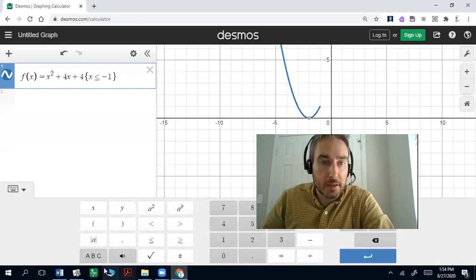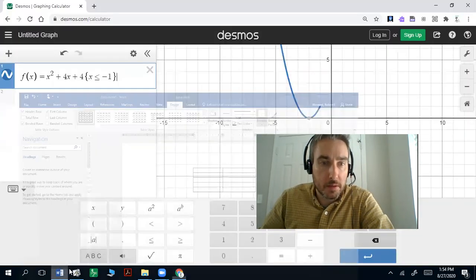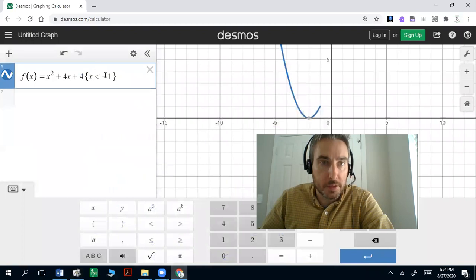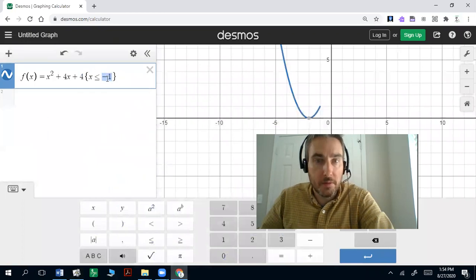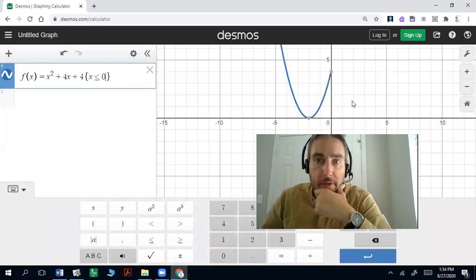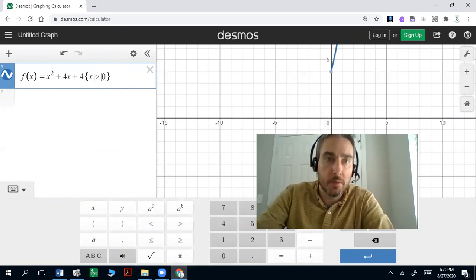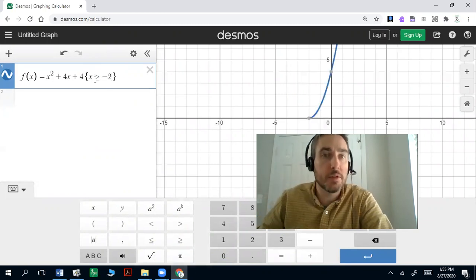And then finally, the last one, if it was less than or equal to 0. Same deal. It fails the horizontal line test. So the only one that works in this case is greater than or equal to negative 2, or if it was the other way around, less than or equal to negative 2, that would be fine too.